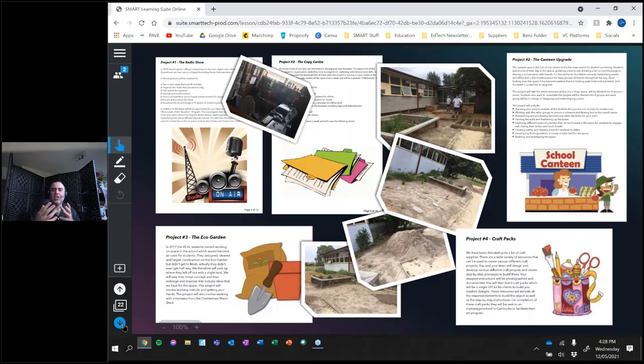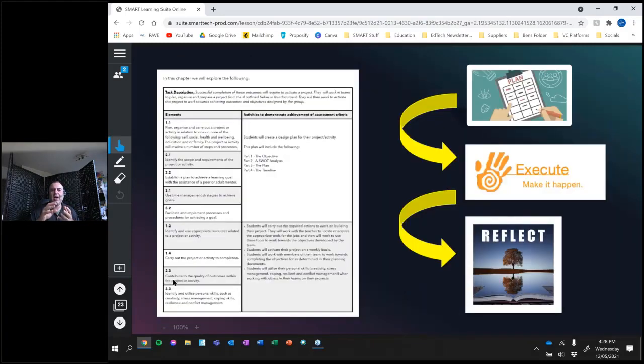All of this had to be presented, obviously, to school leadership and approved. How I did this was about planning, executing, and then reflecting. So I made sure that I mapped. You can see here I've got the elements of the VCAL course, and then I mapped it against how I was going to do the plan and the execution of the project. It's really important that you keep aligning it to the curriculum.